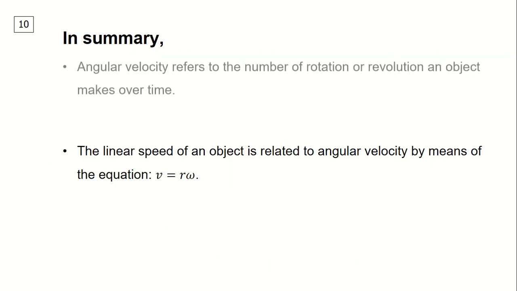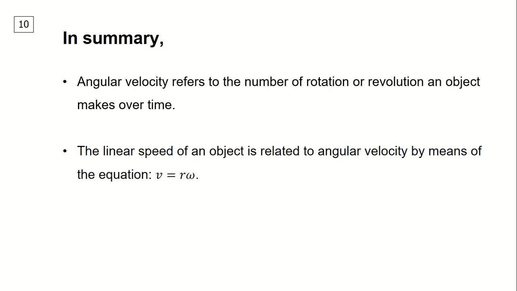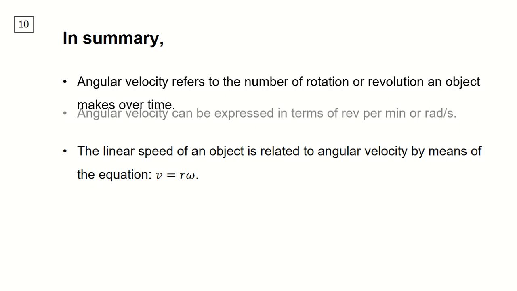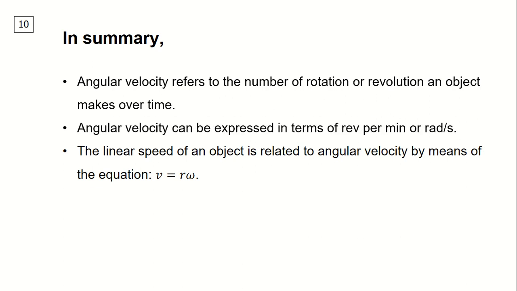In summary, angular velocity refers to the number of rotations or revolutions an object makes over time. Angular velocity can be expressed in terms of revolutions per minute or rad per second. The linear speed of an object is related to angular velocity by means of the equation v is equal to r times omega.